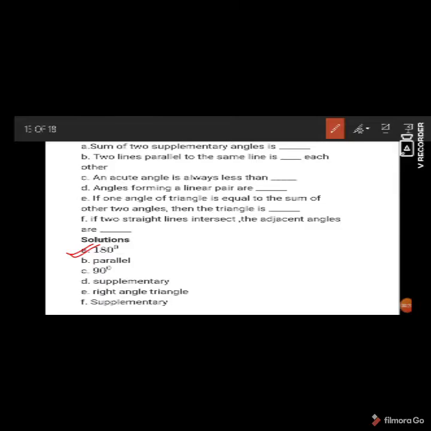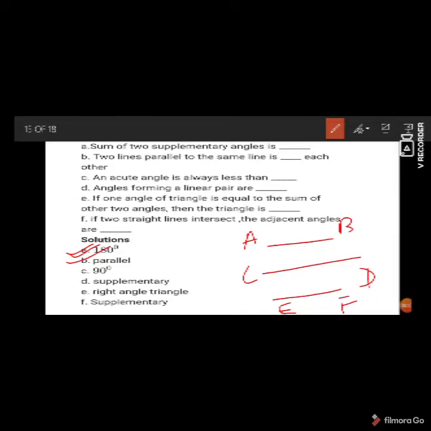Two lines parallel to the same line are dash to each other. If we have two lines AB and CD, these two lines are parallel to each other as well as to this line EF. So the line EF is the same line. So we can say EF is parallel to AB as well as EF is parallel to CD. So the answer for B will be parallel.